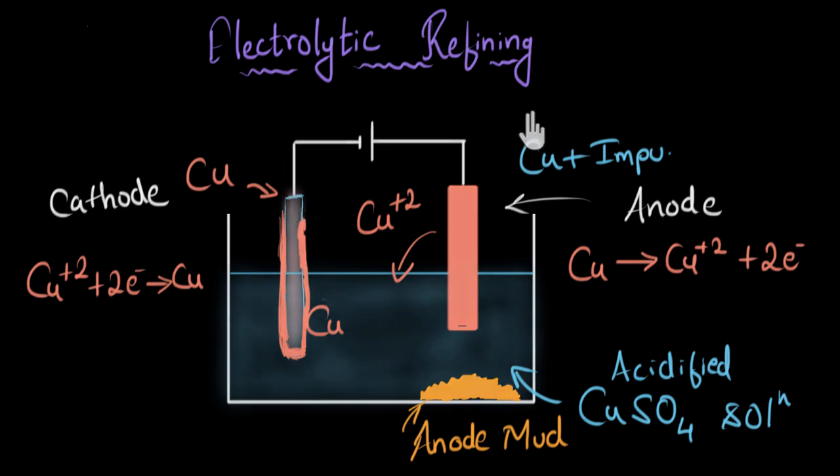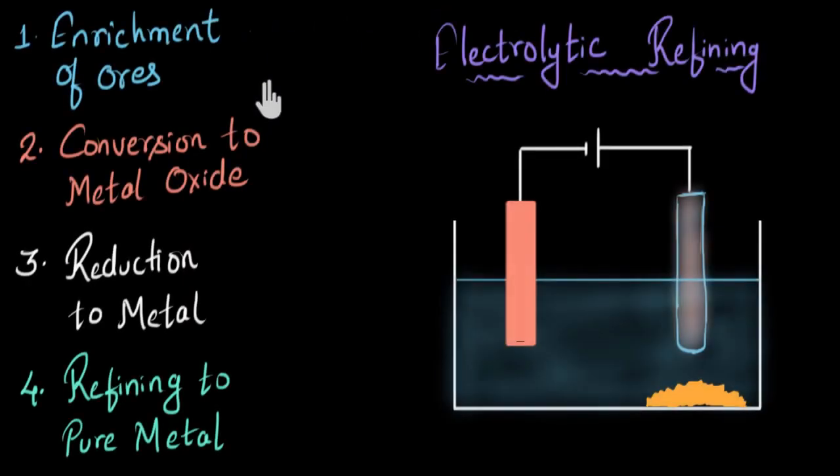Now let's summarize the video. So far we saw that to extract pure metals from their ores, we first enrich the ores, meaning we separate the metal compounds from the impurities. Then in the second step, we convert the metal compounds to metal oxides. And in the third step, we reduce these metal oxide to get the metal, the crude metal. And in the fourth step, we refine these metals to get pure metals. And in this video, we saw one of the ways of doing it, electrolytic refining.